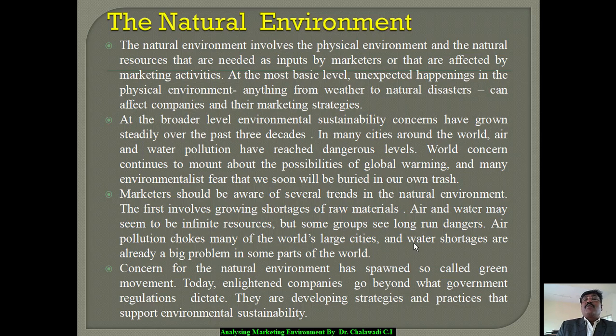The natural environment involves the physical environment and the natural resources that are needed as inputs by marketers and that are affected by marketing activities. At the most basic level, unexpected happenings in the physical environment, from weather to natural disasters, can affect companies and their marketing strategies, right?